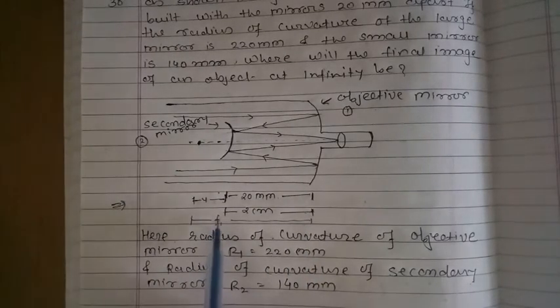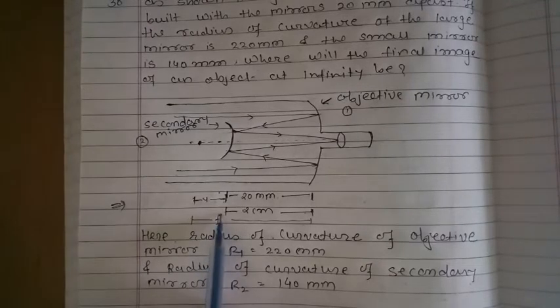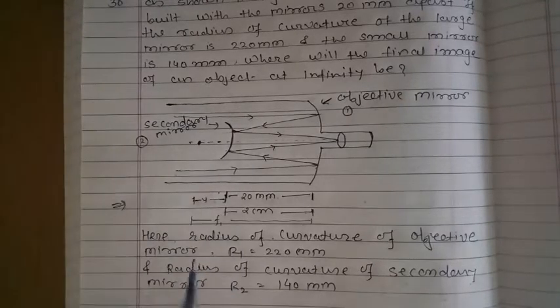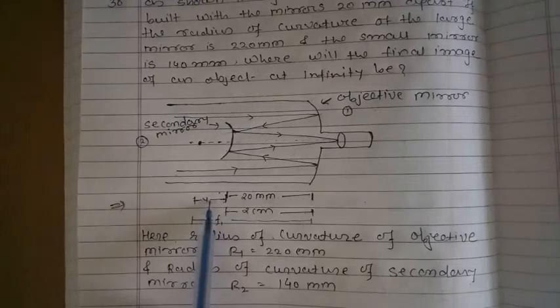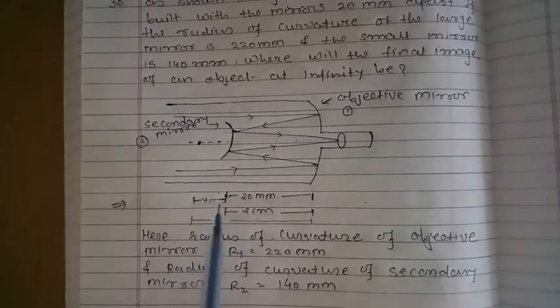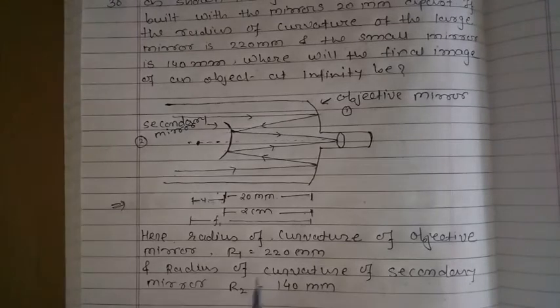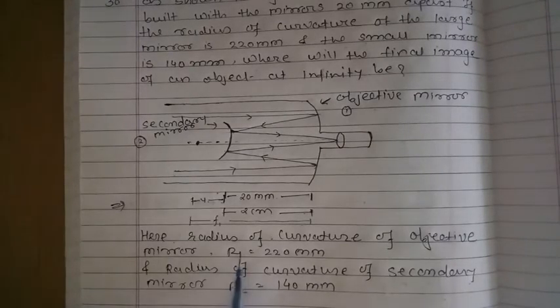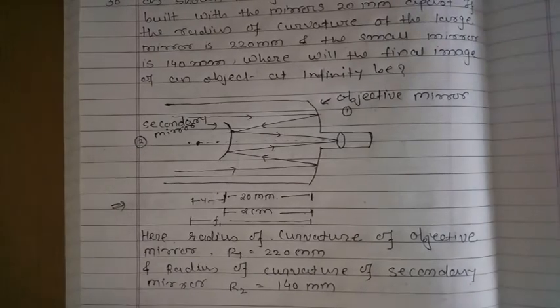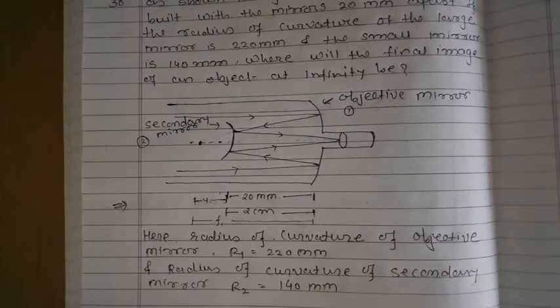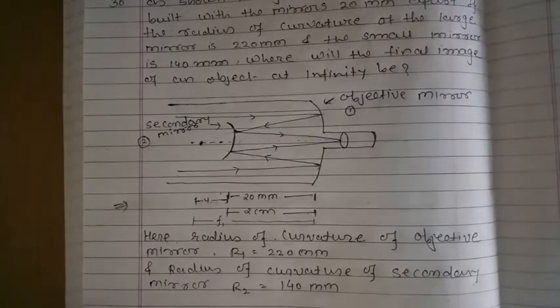So first of all we have to find out f1, then we have to find the object distance for the secondary mirror, and then by using the mirror formula we can easily find the image distance, right? So here we know the radius of curvature r1 is 220 millimeter, so we can easily find f1, because we know the relation r is equal to 2f, right?